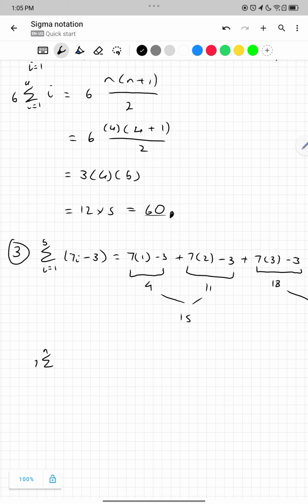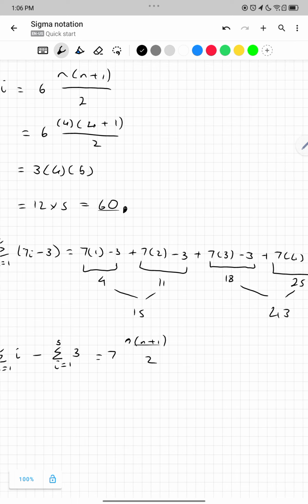It's going to be the sum from i equals 1 to n of 7i minus the sum from i equals 1 to n of 3. What am I saying? It's n here on top. It's 5. So it's going to equal 7 times, let me just write the formula, n times n plus 1 over 2, minus 5 times 3.